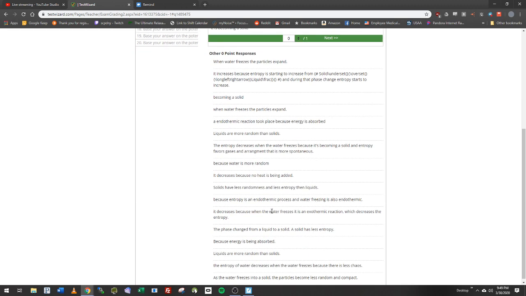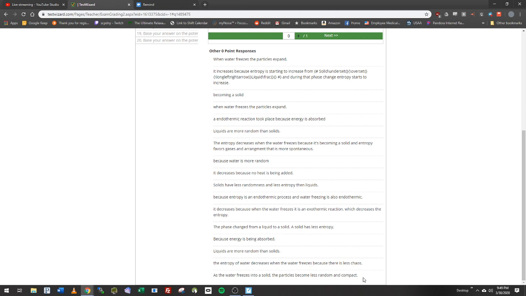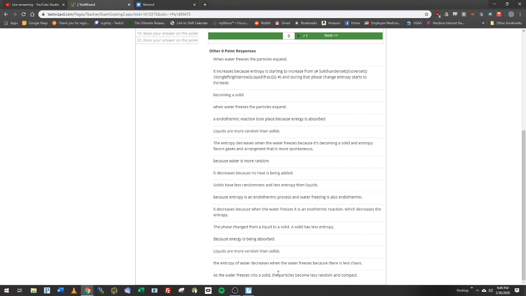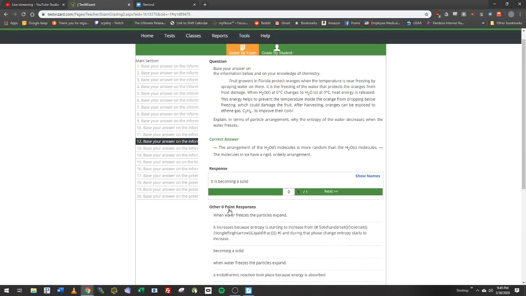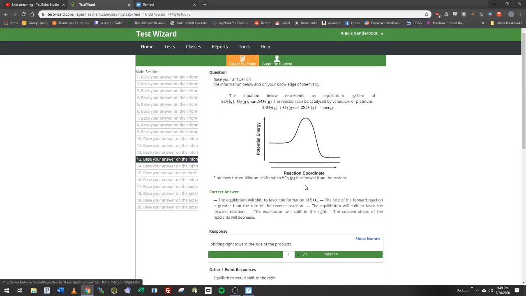People who got this question wrong, it's because you are not talking about the particles in the correct context. You're not talking about particles. Many people said, oh, it freezes. This one I owe this person a point. When water freezes into a solid, the particles become less random and compact. This person is owed a point too. When I was looking for right answers here, I was looking for you to talk about particles and their arrangements.